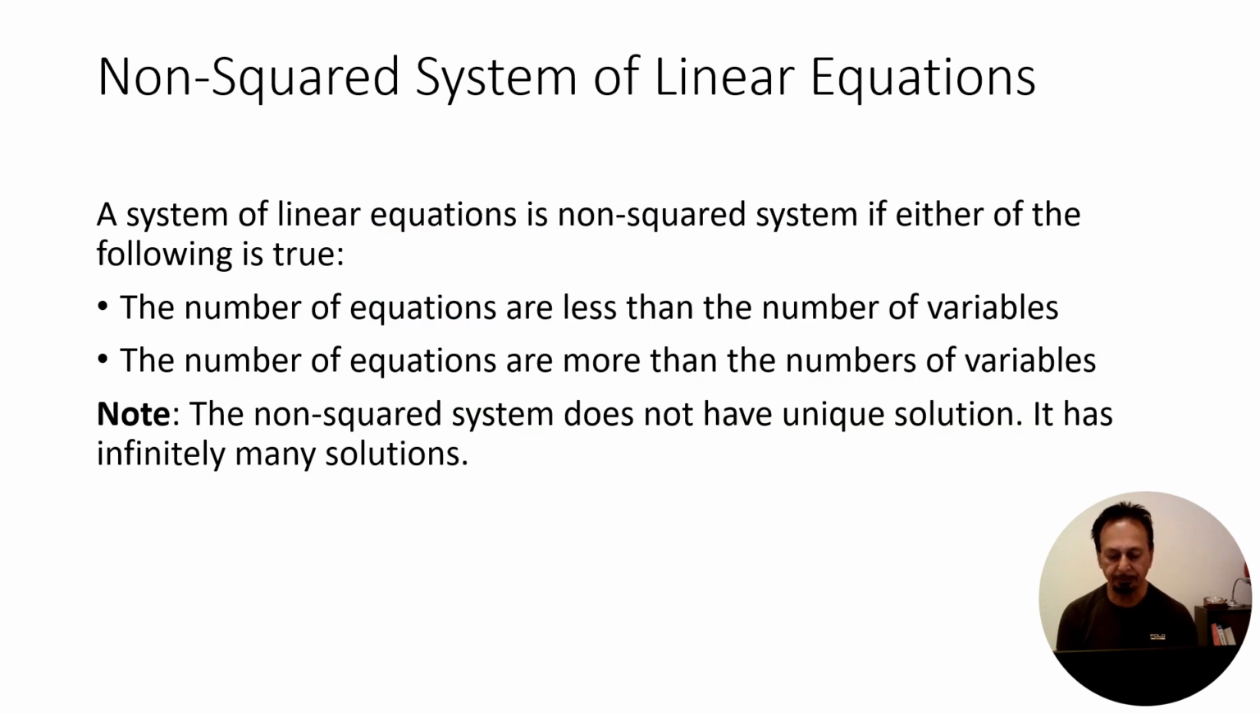What is a non-square system? A system of linear equations is a non-square system if either of the following is true: the number of equations is less than the number of variables, or the number of equations is more than the number of variables. The non-square system does not have a unique solution. It has infinitely many solutions.